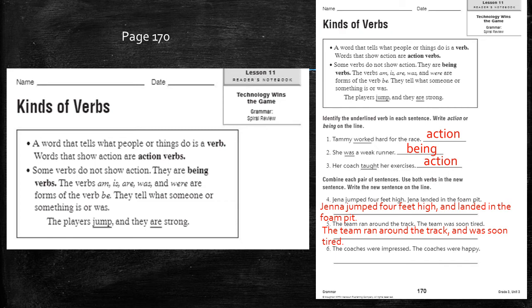Good job. Let's try the last one. The coaches were impressed, the coaches were happy. The coaches were impressed and happy. And you can see that over here, the word were, we have two being verbs in these sentences, okay? And you might be asking yourself, why didn't she put a comma right there? Well, the answer is that the only time we put a comma before an and is when you have two sentences, two clauses. And right here, this is not a clause, so we're not going to put a comma right there, okay? Perfect, let's go to the next assignment, and it's a very easy one, I promise.